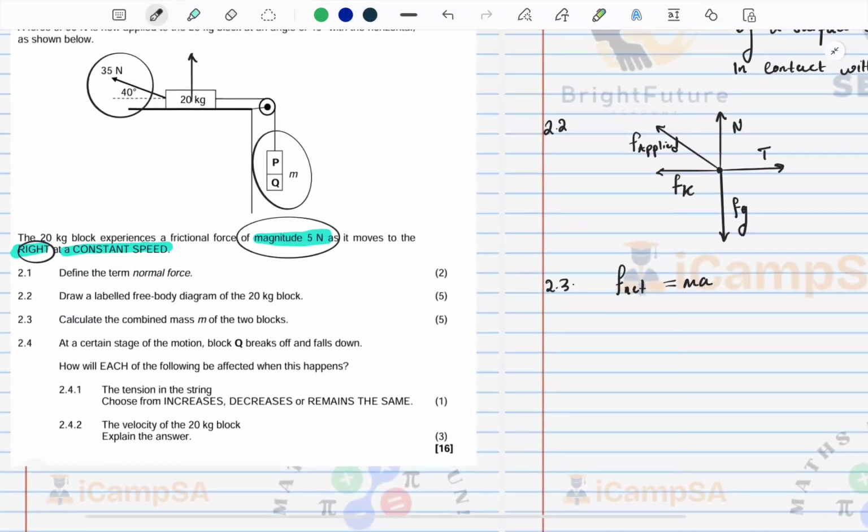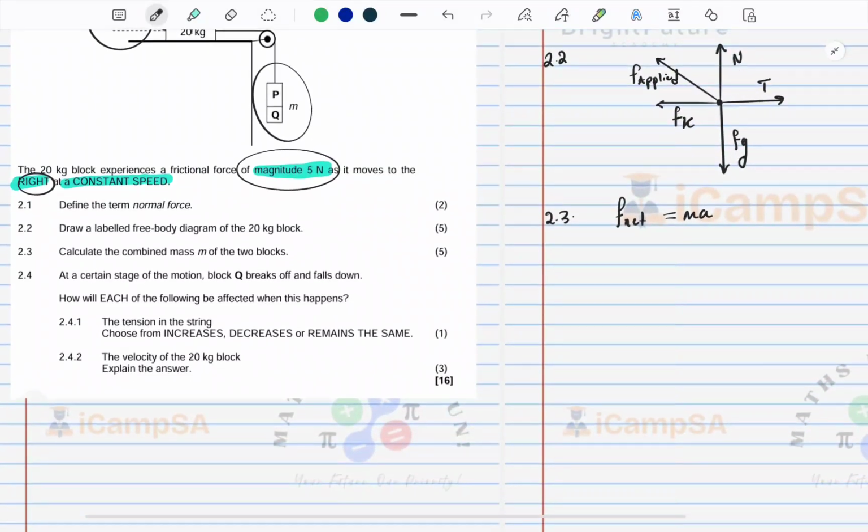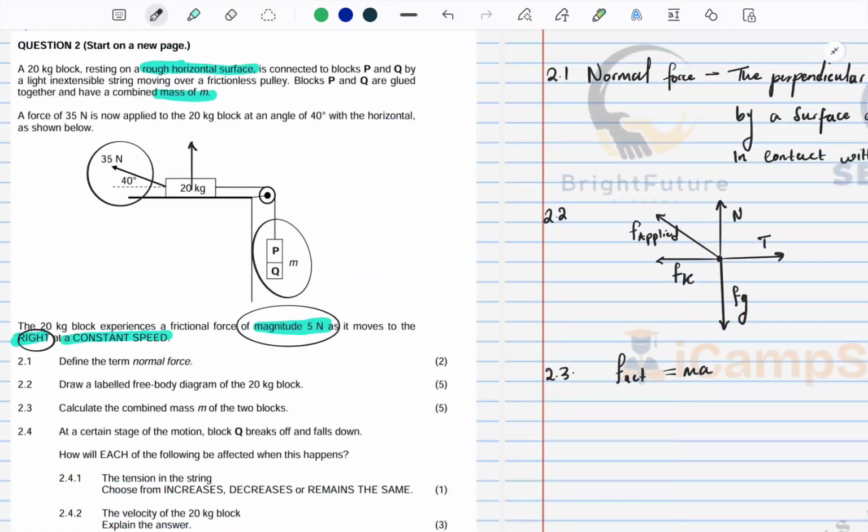Okay, so what we can do here, we already know that we have this free body here for the 20 kg block. And then for this one here, if we do the free body diagram, we're going to have a force that goes up, which is your T, and then we're going to have your weight, which is your Fg. That is going to be the free body diagram of P and Q combined. Okay, that is in one.